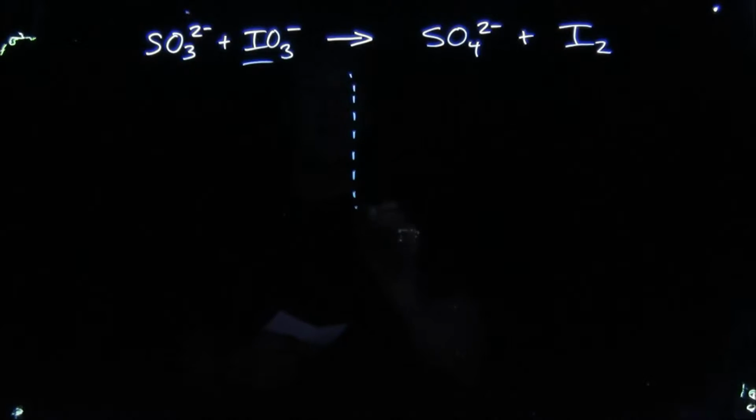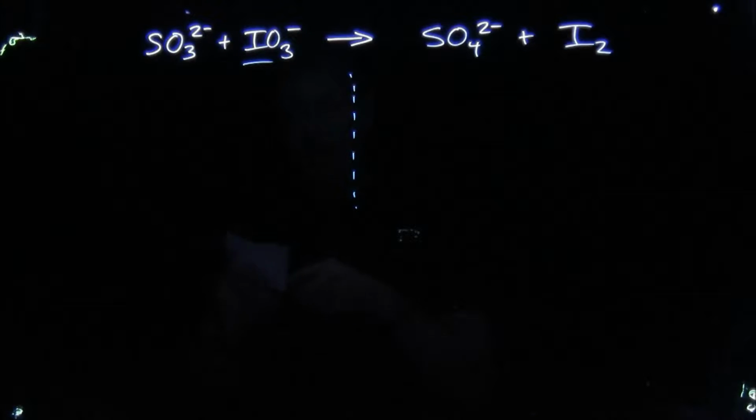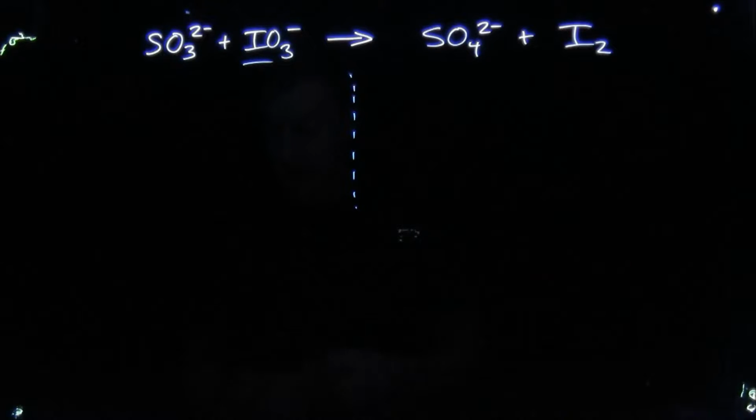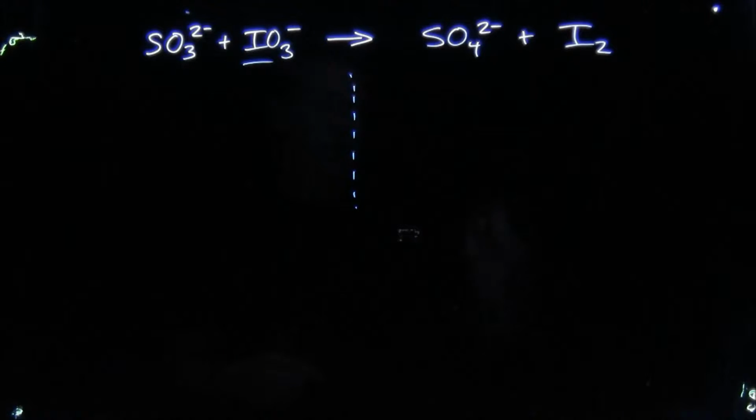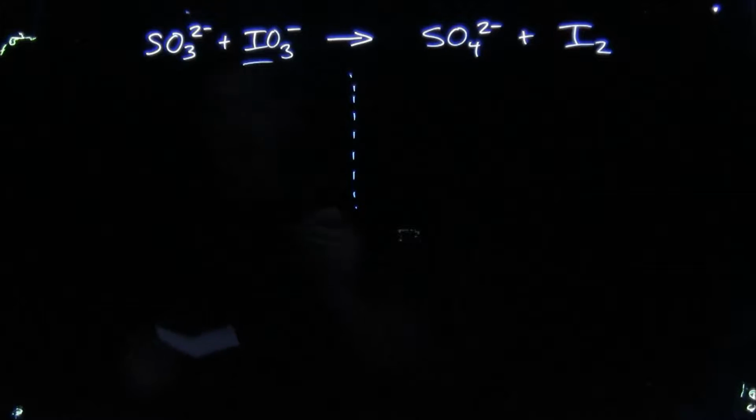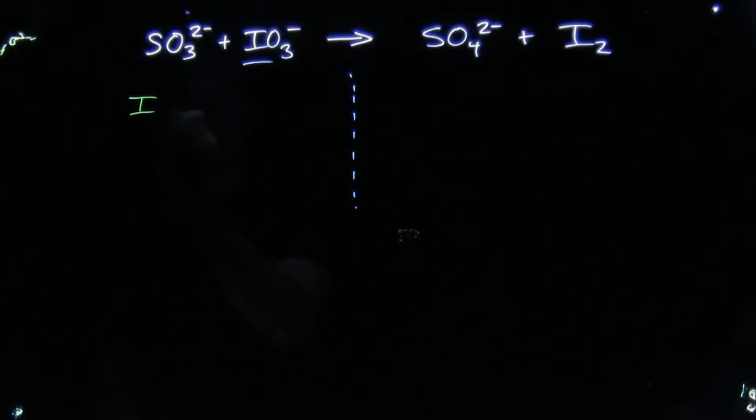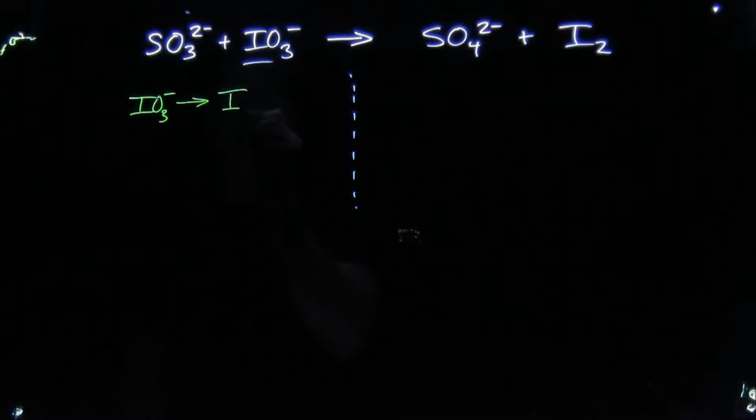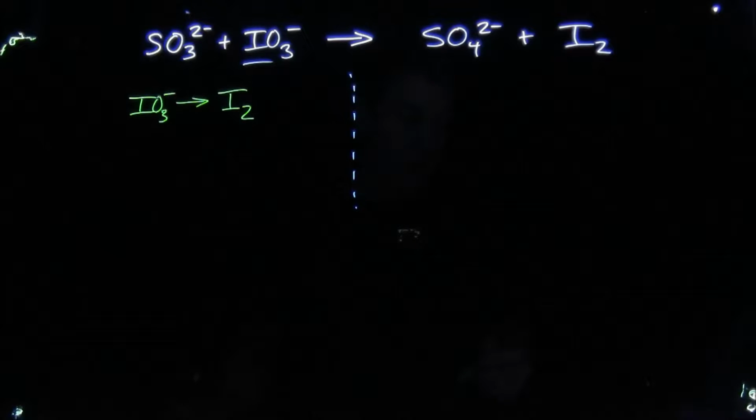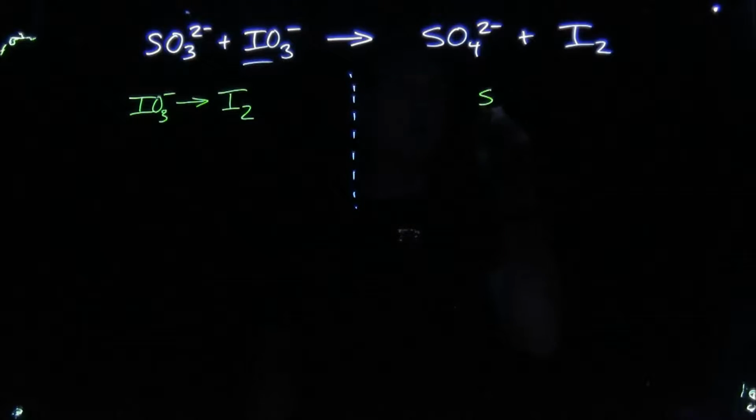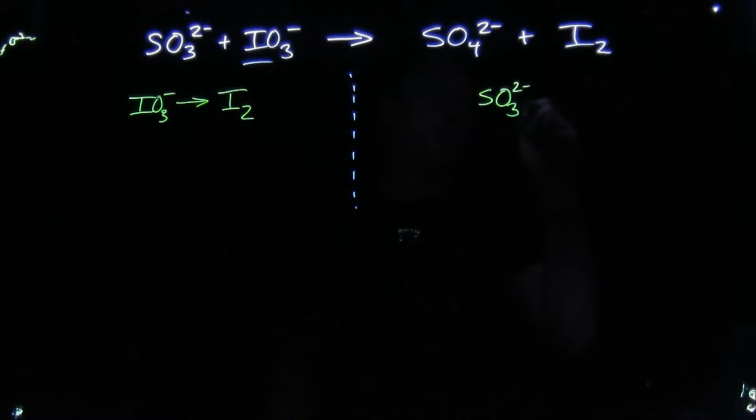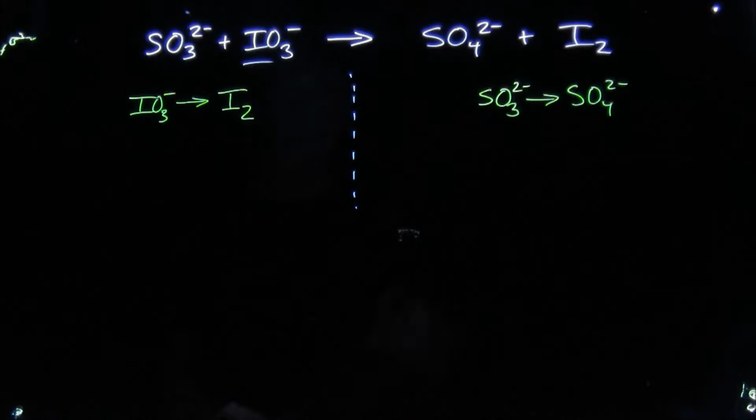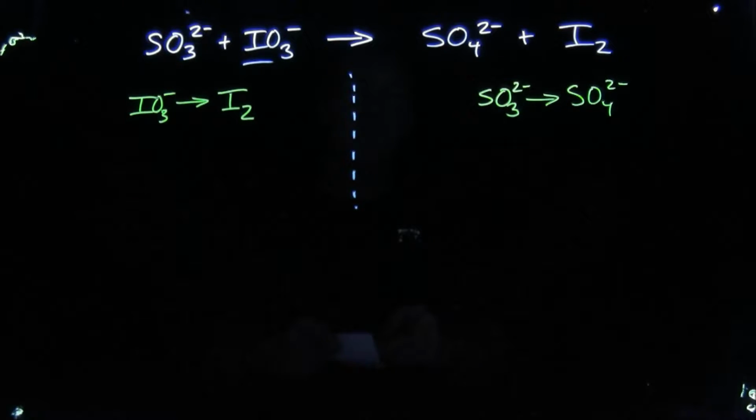So the first step in working one of these out is that you split the reaction in half. We're going to break that into the iodate, IO3 minus, reacting to form elemental iodine. And then the other one is going to be the sulfite reacting to form sulfate. So that's the first step. You break them in half.